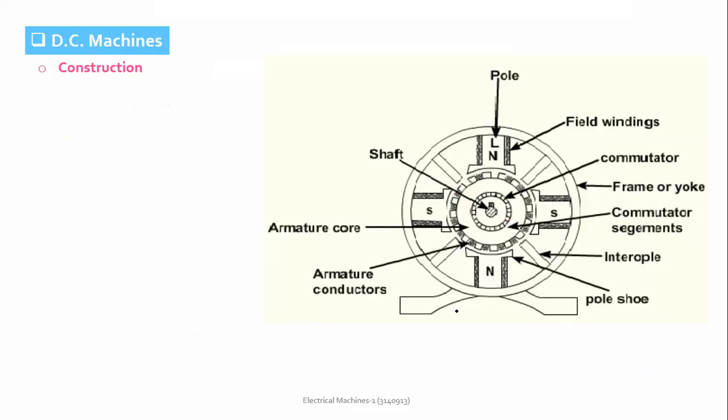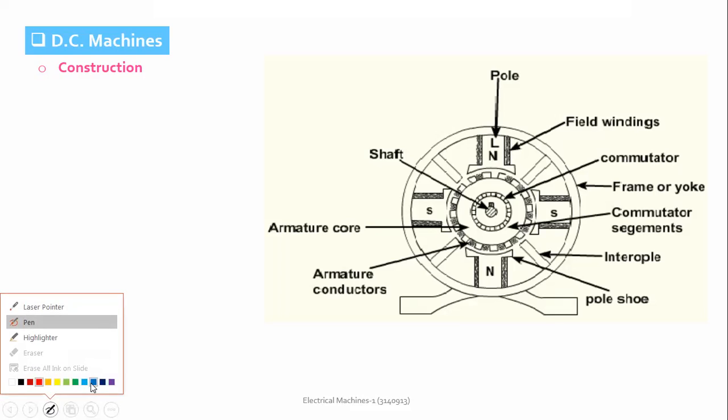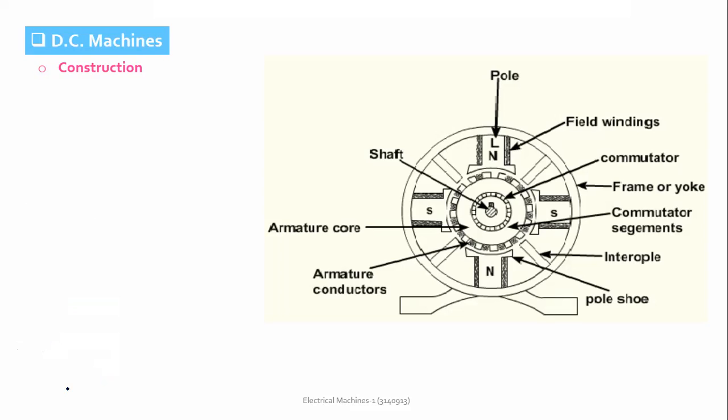Now, how are DC machines constructed? This is a front view, you can say a cross-sectional view of a DC machine, where you can observe different types of parts. I would write here that there are mainly 2 different parts this machine will have. First is called the stator, and the second one is called the rotor.